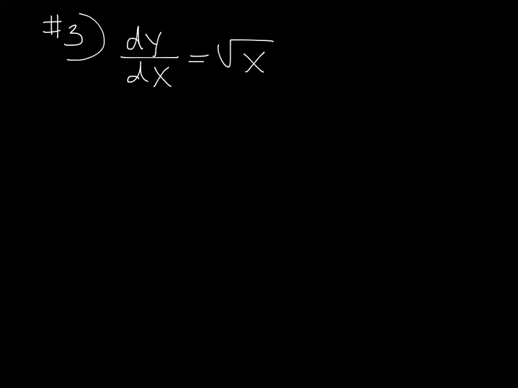Okay, this is number 3, and our differential equation is dy/dx is equal to the square root of x, and we are given an initial condition, y of 4 is 0. So again, our initial condition means that (4, 0) is a point that satisfies the solution to this differential equation.